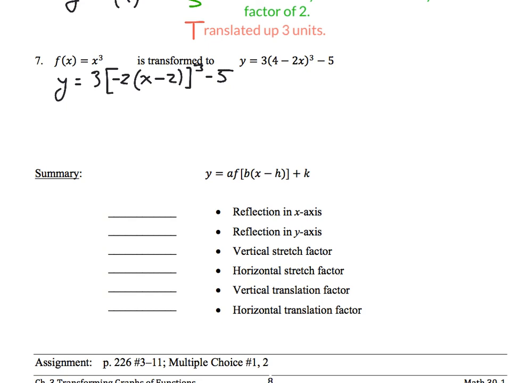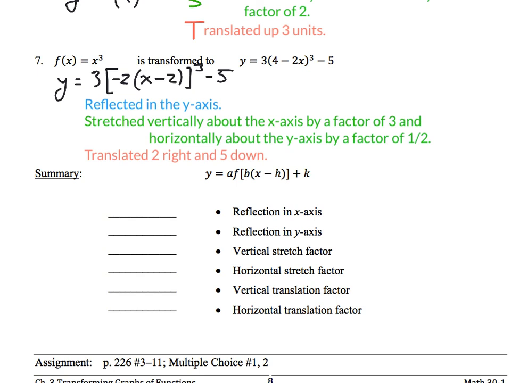So if you're always able to rewrite an equation in this form, then we can easily see what we will have for reflections and stretches and translations. So the negative sign here tells us about a reflection. Our x cubed function has been reflected in the y-axis. Then we have a vertical stretch by a factor of 3 and a horizontal stretch by a factor of 1/2. And finally we have a translation, 2 units to the right and 5 units down.